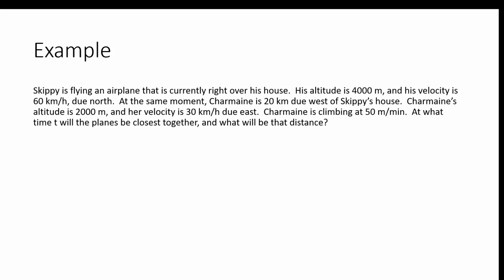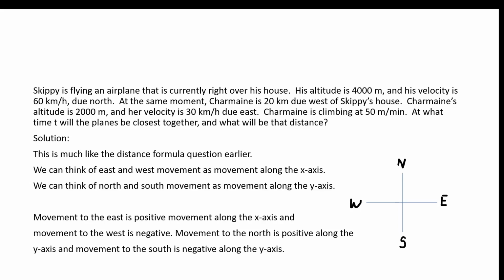At the same moment, Charmaine is 20 kilometers due west of Skippy's house. Charmaine's altitude is 2,000 meters and her velocity is 30 kilometers per hour due east. Charmaine is climbing at 50 meters per minute. We want to know at what time t the planes will be closest together and what the minimum distance will be. Well, it's much like the distance formula questions that we've done before.